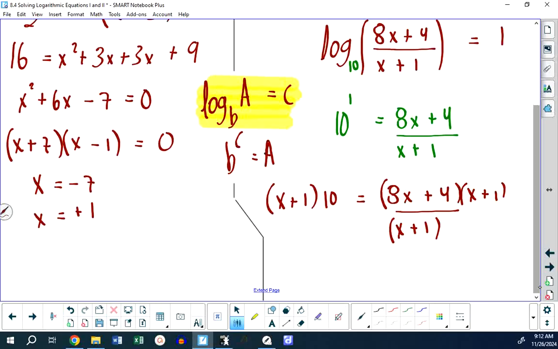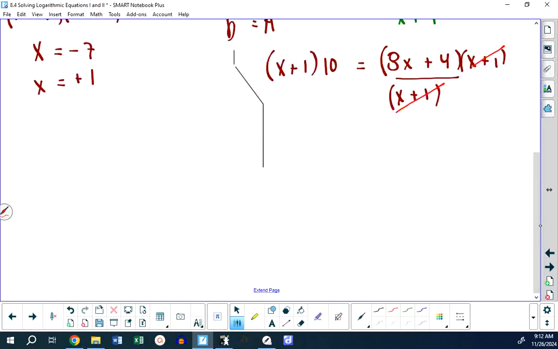So what happens, of course, is this cancels, mission accomplished, and now you're left with a junior high-ish question. 10x, boy, I'm just running the gamut of all of the different colors here. 10x plus 10 equals 8x plus 4.